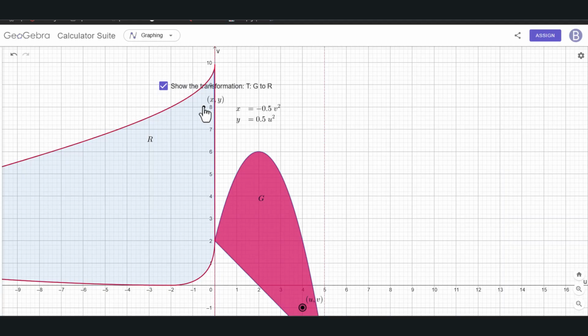So this XY point inside the image of my transformation has two different points in the domain that send it out into the range. So it's not one-to-one.